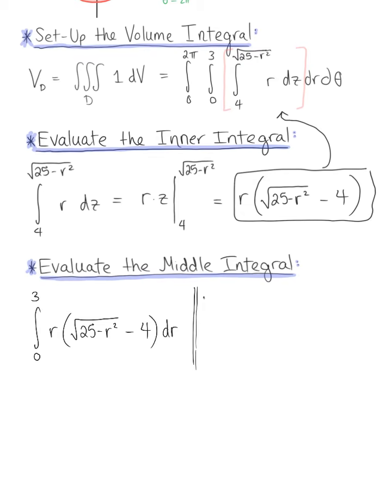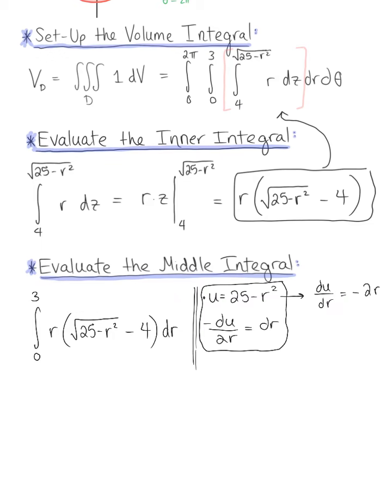I'm going to go ahead and let u be the radicand, so this is 25 minus r squared. Differentiating with respect to r, we have du dr is equal to minus 2r. Solving for that differential dr, we are left with minus du divided by 2r is equal to dr. Beautiful. So we've got our substitution and our differential. Now we want to be careful here that we change the bounds, because the bounds that we are given belong to the radius, but we want bounds belonging to the variable u.